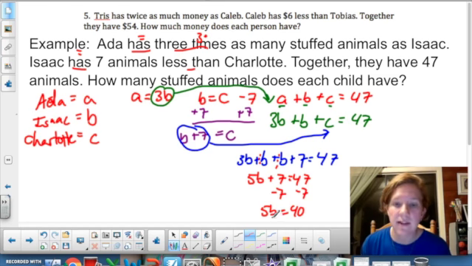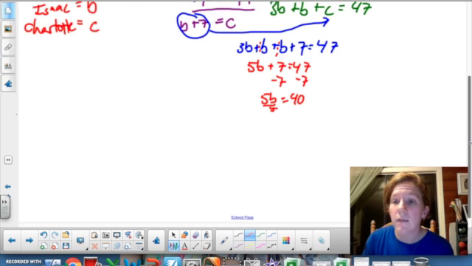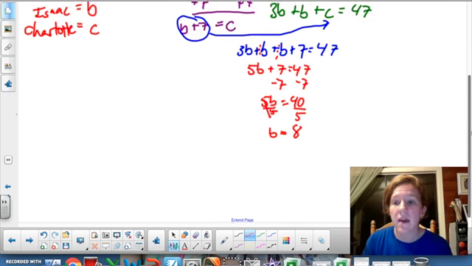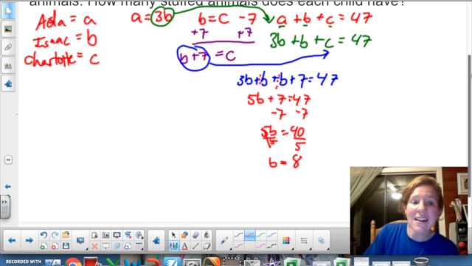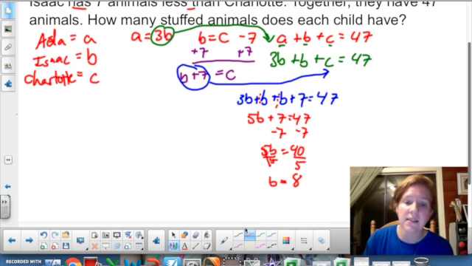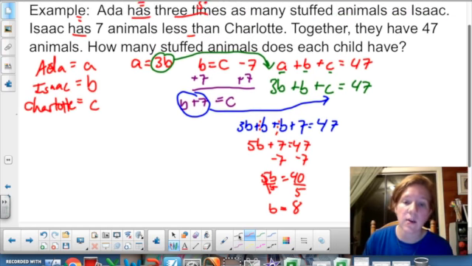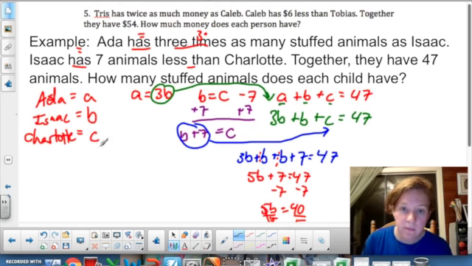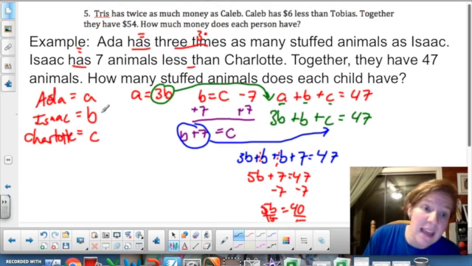And then I'm going to divide by 5. I'm going to run out of room. I'm going to divide by 5, and I get b equals 8. Now, remember, that means that I know that Isaac has 8 stuffed animals. So I got to go back up here and figure out all my other kids because it told us we wanted to know how many everybody has.